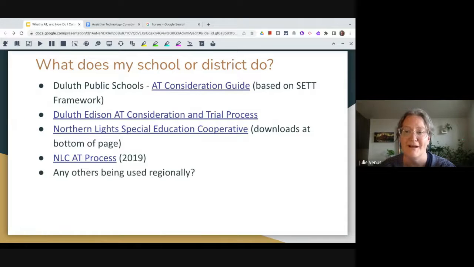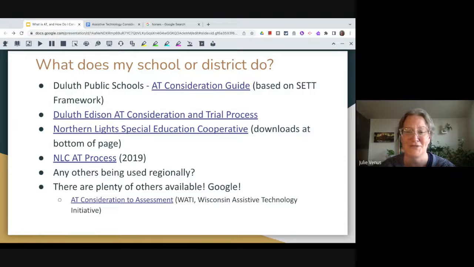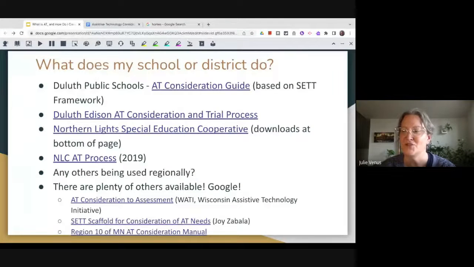But also, I'd be curious to hear about any others that are being used regionally. There are lots of others available too, even if you just Google how do I consider AT. But there's the WATI, the Wisconsin AT Initiative. Joy Zabala, who pretty much started the SETT framework, has a great resource there, the SETT scaffold. And then Region 10 also has an AT consideration manual.